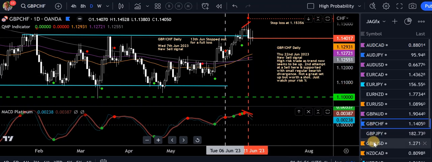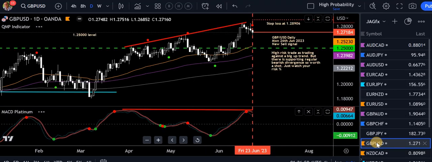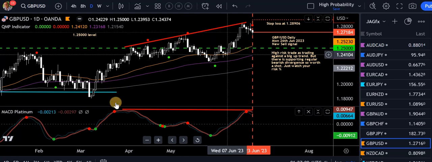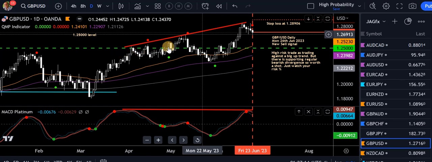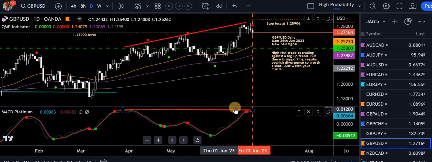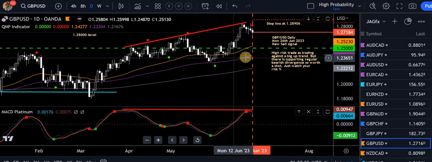Pound Yen, nothing on. Pound USD, marked in orange. The reason for that, new trade. Now, it's a new sell trade. Similar to the Euro USD, it's high risk. This one's a little bit more obvious. The trend is up. We've got higher highs here. You can see the trend, the moving averages. And we've got some regular bearish divergence. So you can see price has gone up much higher, and the MACD Platinum is flat at best, probably a little bit to the negative side. So there is divergence there, regular divergence.